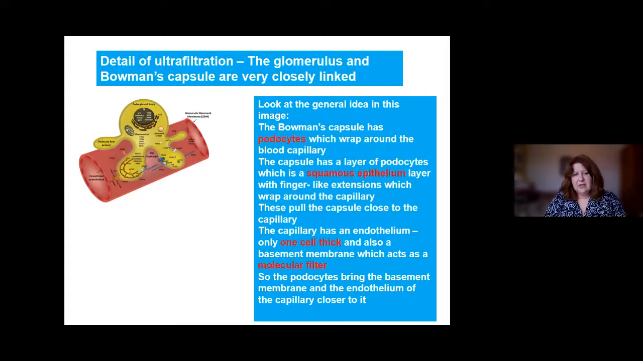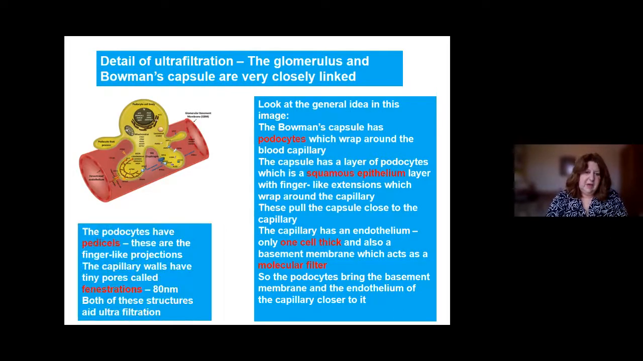So what happens is, in the Bowman's capsule, it's got this layer of squamous epithelium, and it's also got these finger-like extensions called pedicels. They wrap around the blood capillaries in the glomerulus, and make certain that the blood capillary is very, very close to the Bowman's capsule. The blood capillary itself is also one cell thick, so it has an endothelium, and it also has a basement membrane that we like to call a molecular filter. So there are three layers there, but the podocyte is bringing all three layers close together.